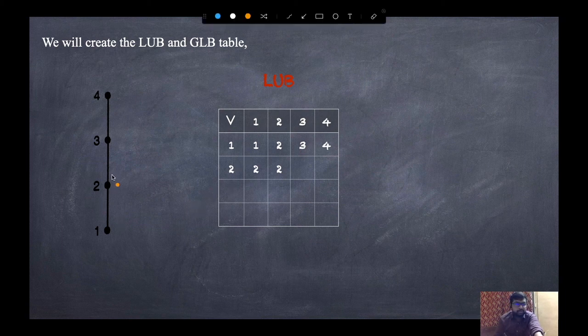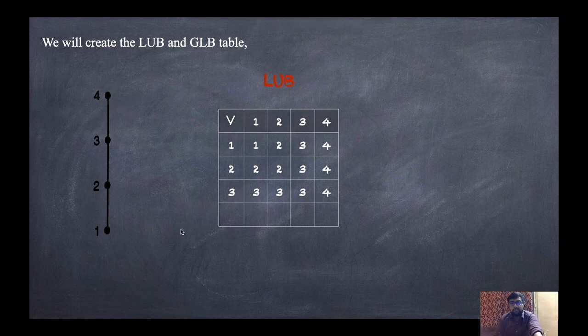Now 2 and 3, the least upper bound is 3. Now 2 and 4, the upper bound will be 4. Now 3 and 1, the upper bound will be 3. And then 3 and 2, obviously it will be 3. And 3 and 3 again will be 3. Then 3 and 4 will be 4 because it is the upper and the least one.